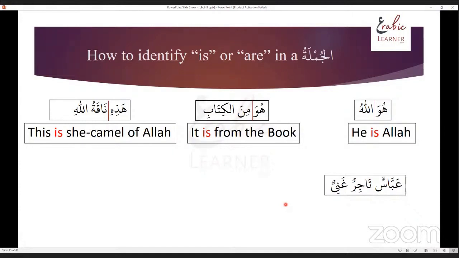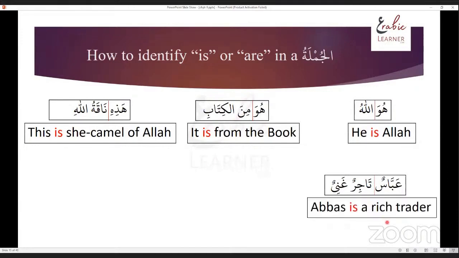Naat manuut. Well done, sister. Tajirun ghaniyun, what kind of trader? A rich trader. It is naat manuut. Yes, well done, sister. So what will be the translation of this sentence? Yes, Abbas is a rich trader.